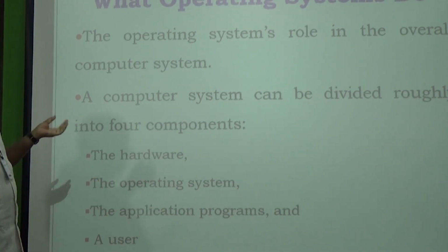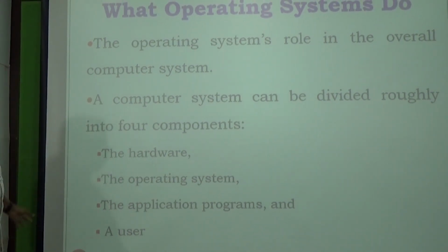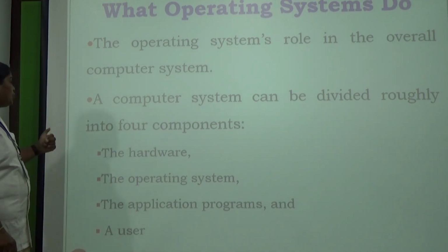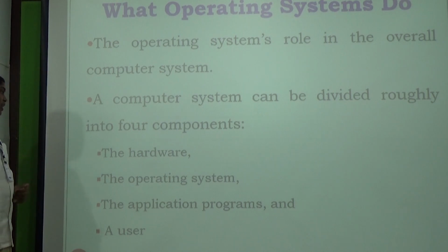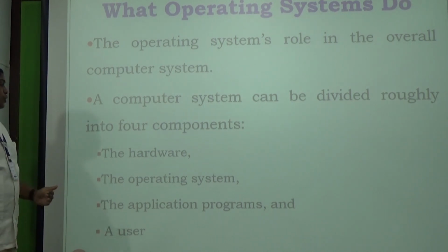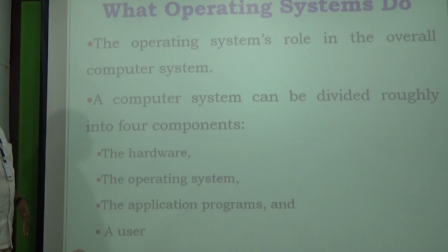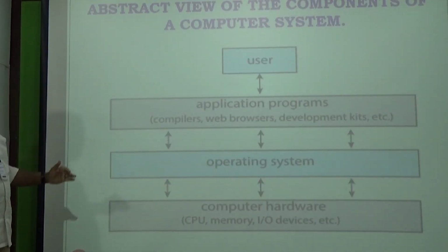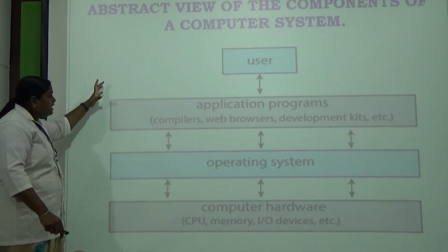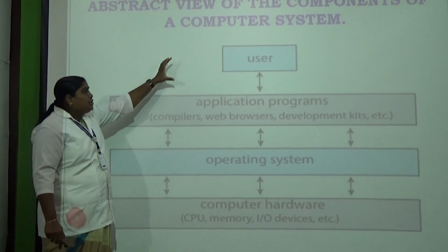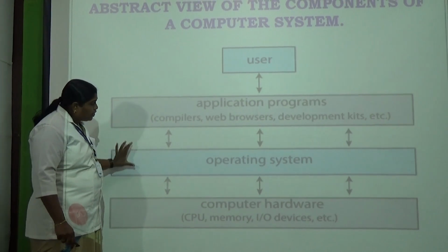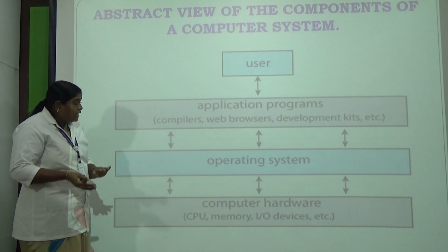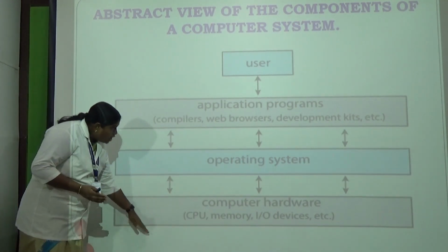In the role of a computer operating system, the computer system can be divided roughly into 4 types. One is hardware, next is the operating system, next is the application program, and the user. The last one is the user point, right? See this diagram: we have roughly divided it into 4 components like user, application program, operating system and computer hardware. They should be considered from last to first.